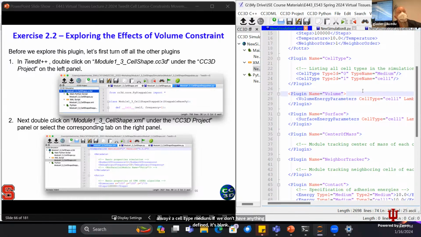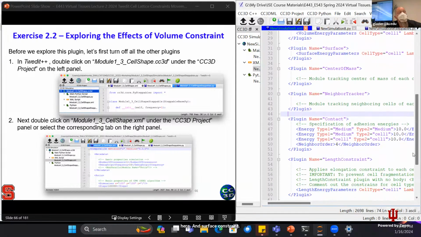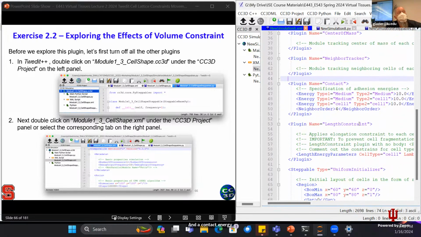And then we've got a volume constraint here, a surface constraint, and a contact energy. And we have something called length constraint. And then the uniform initializer that sets up the initial condition. That's the simulation. If I look at the Python, it doesn't do anything in the simulation. It's blank. It's essentially empty. Okay. Everybody able to see that?